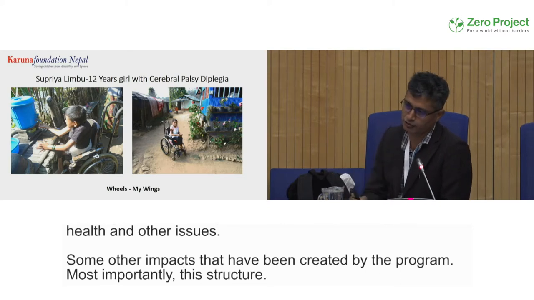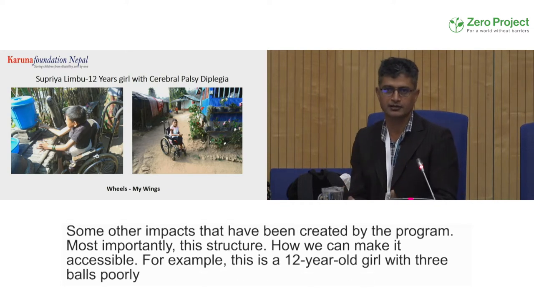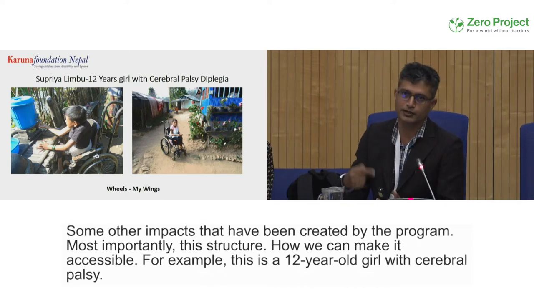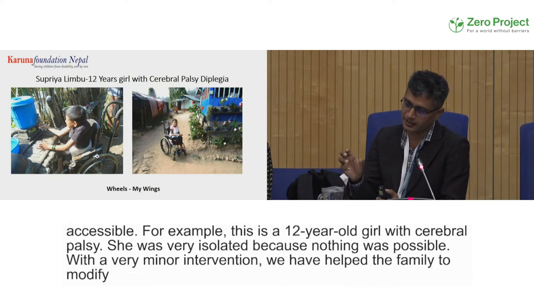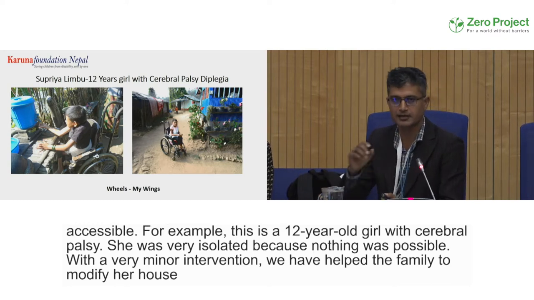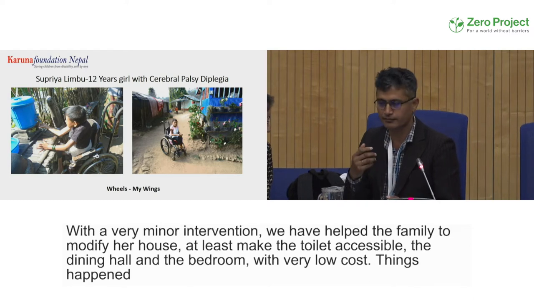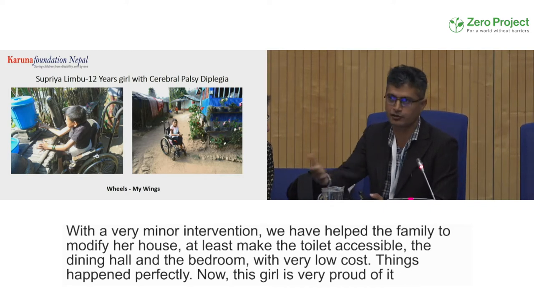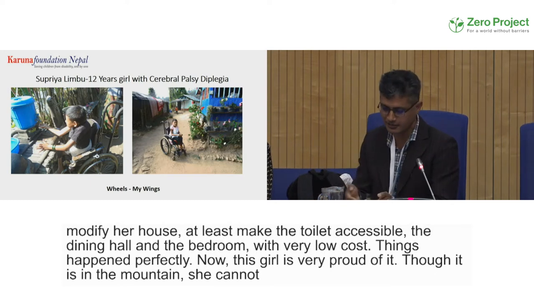For example, this is a 12-year-old girl with cerebral palsy, isolated and locked in a room because nothing was possible for her. With very minor interventions, we helped the family modify her house, at least to make it accessible to the toilet, the dining hall, and the bedroom, at very low cost, and things happened perfectly. Now this girl says, wheels are my wings. Though it's in the mountain, she cannot travel more than 200 meters, not even 200 meters, it is steep mountains, but things are changing significantly.